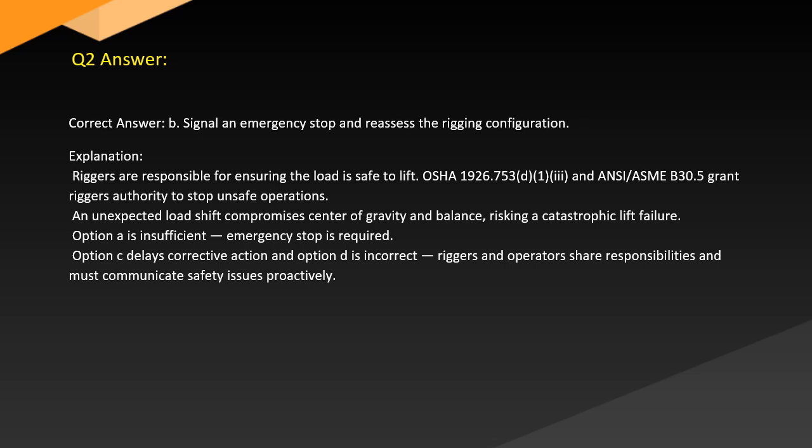Explanation. Riggers are responsible for ensuring the load is safe to lift. OSHA 1926.753(d) and ASME B30.5 grant riggers authority to stop unsafe operations. An unexpected load shift compromises center of gravity and balance, risking a catastrophic lift failure. Option A is insufficient. Emergency stop is required. Option C delays corrective action and option D is incorrect. Riggers and operators share responsibilities and must communicate safety issues proactively.